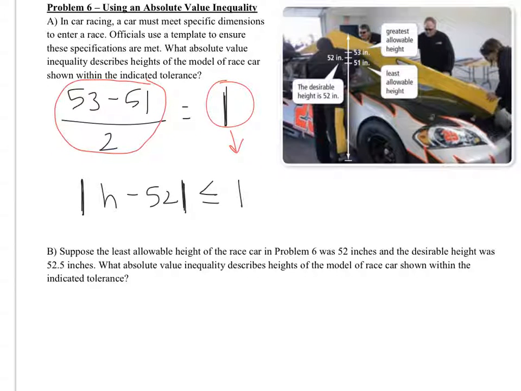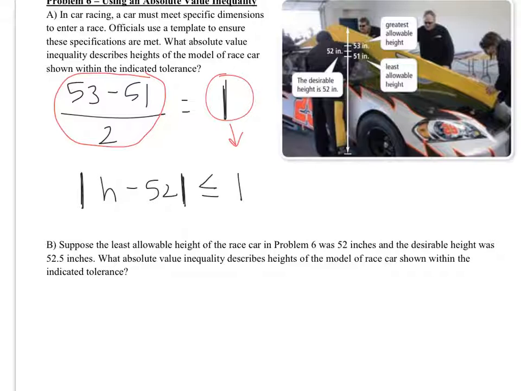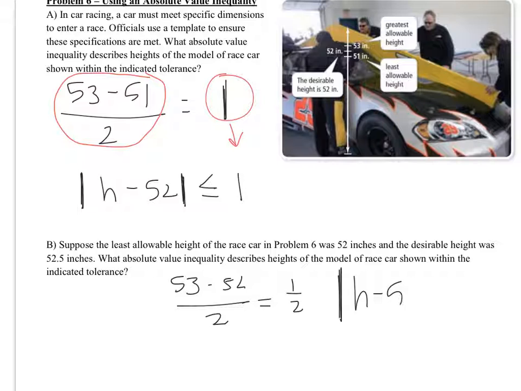So try to do B by yourself. So pause and try to do B. It's changing your height. Top height is still going to be the same. It's going to be 53. And your lowest height is 52. You still are dividing by 2. So now what we have is a 1/2. So you want 1/2 in between them. So my desirable height would be 52.5. And that has to be less than or equal to 1/2.